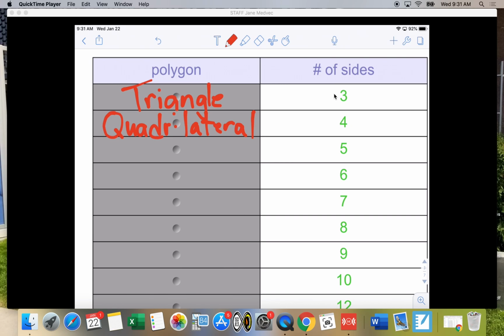Okay. A five-sided figure is a pentagon. Think of Washington, D.C. The Pentagon, how many sides does it have? 5. They were creative when they made that name. I think let's call it the Pentagon because it has 5 sides. A six-sided figure is a hexagon.